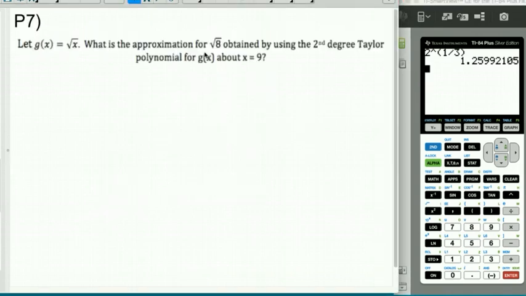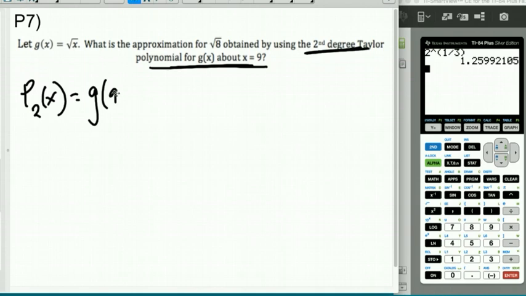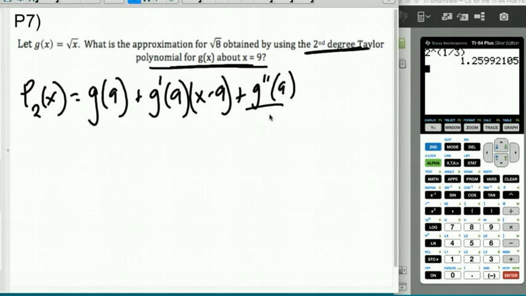All right, so now we have g of x is the square root of x. What is the approximate value of the square root of 8 using the second degree Taylor polynomial about x is 9? Okay, so again, if you're being asked to use the second degree Taylor polynomial about x is 9, the first thing you should do is make that Taylor polynomial, right? So that should be g of 9 plus g prime of 9 times x minus 9 plus g double prime of 9 over 2 factorial times x minus 9 quantity squared.